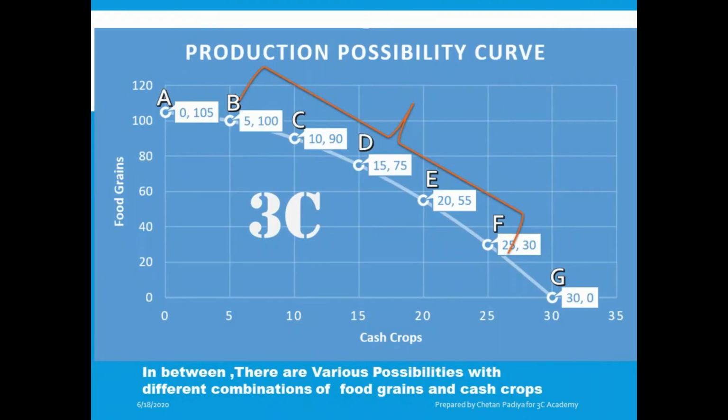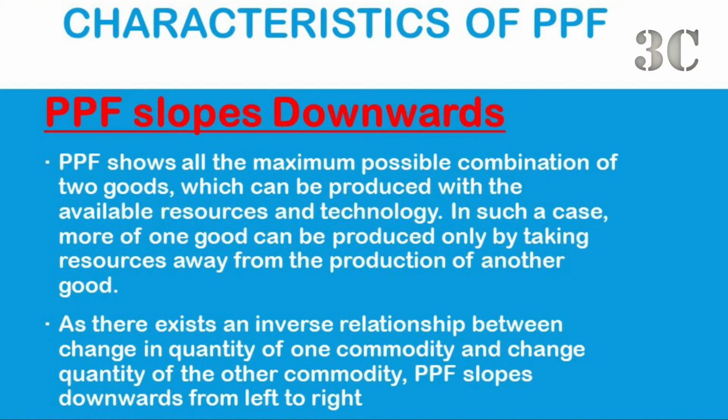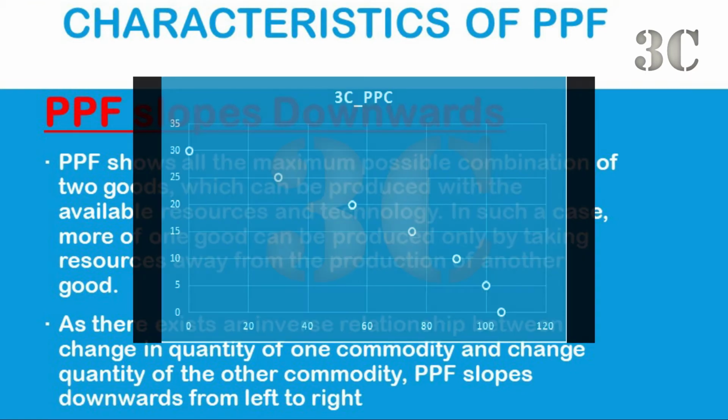In between, there are various possibilities with different combinations of food grain and cash crops. You can see B, C, D, E, F. These are all the possibilities when full resources are consumed. Characteristics of the production possibility frontier.